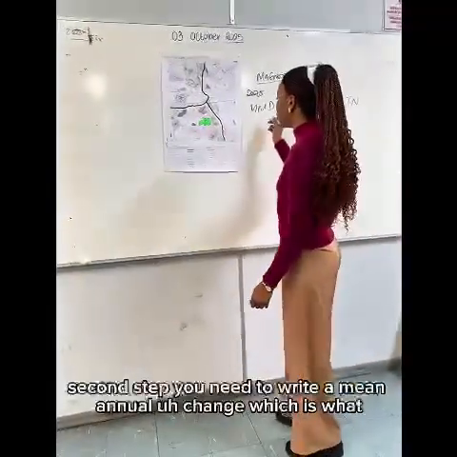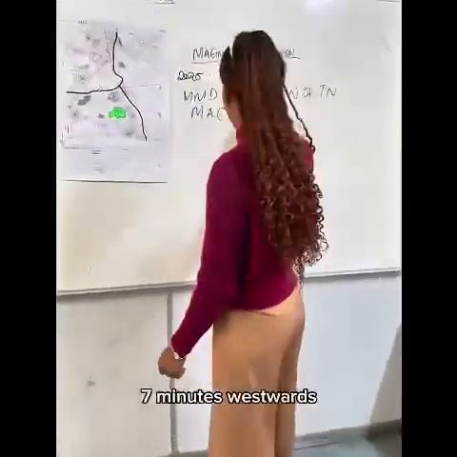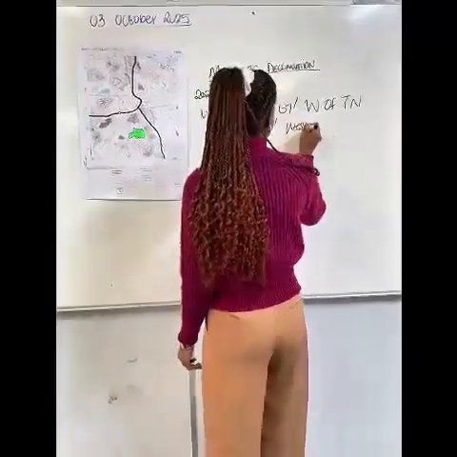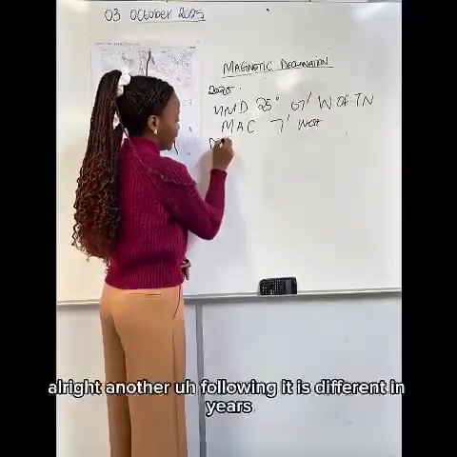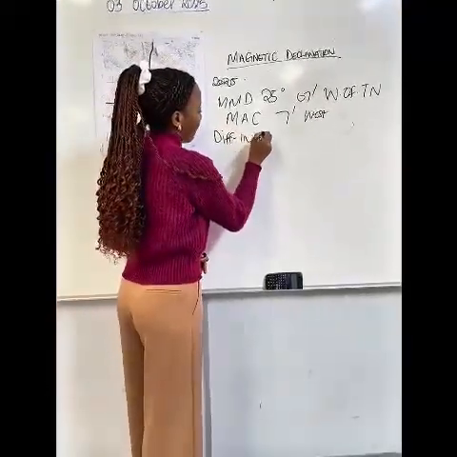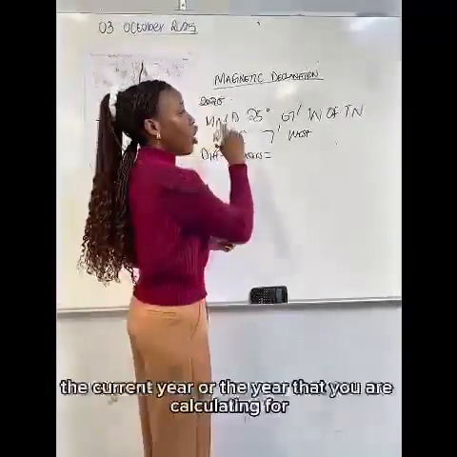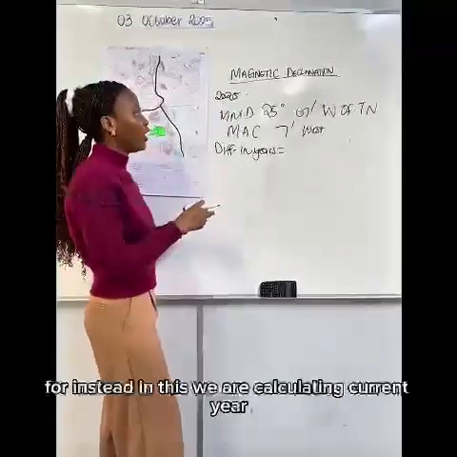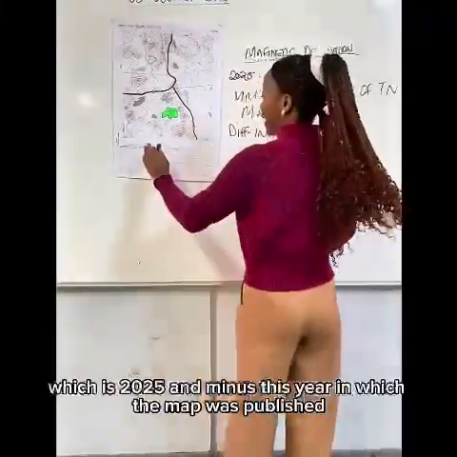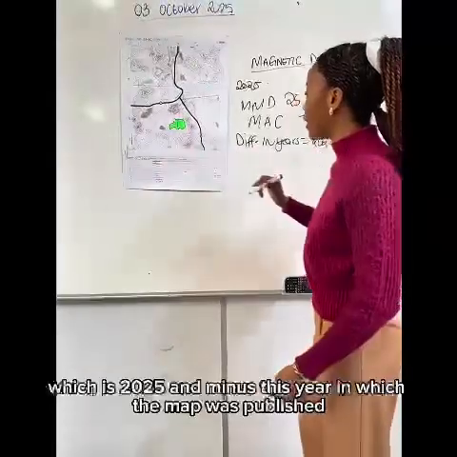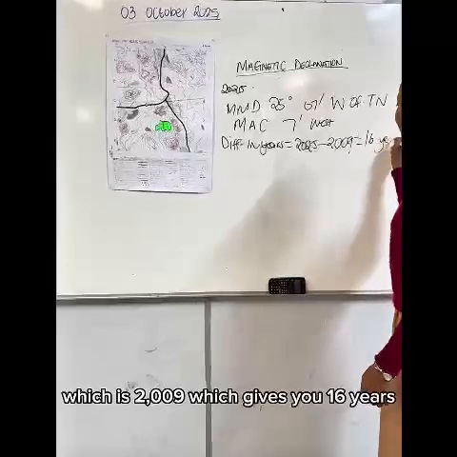Second step, you need to write the mean annual change, which is 7 minutes westward. Following that is the difference in years. For the difference in years, you need to subtract the year in which the map was published from the current year, or the year that you are calculating for. In this case, the current year is 2025, minus 2009, the year in which the map was published, which gives you 16 years.